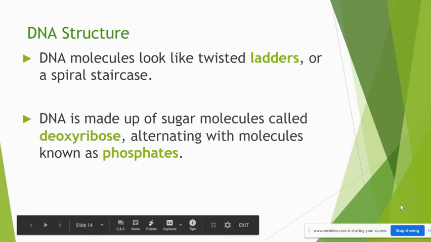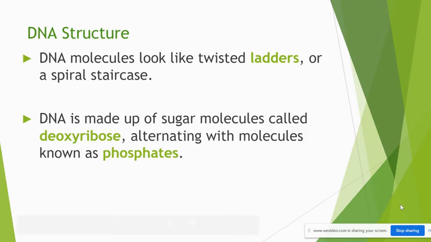So DNA molecules look like twisted ladders, or some people say like a spiral staircase. They are considered to be a double helix, which means they have two strands that are twisted together. And it's made up of sugar molecules called deoxyribose, which is where it gets part of its name. And then those sugar molecules connect with other molecules known as phosphates. And that deoxyribose and phosphate are what create the side, or that initial structure, of the ladder.